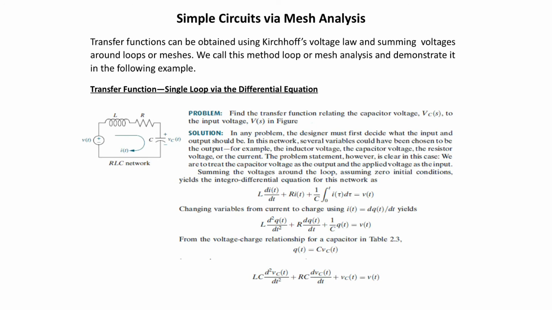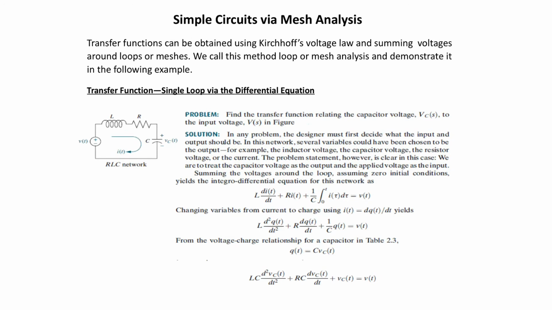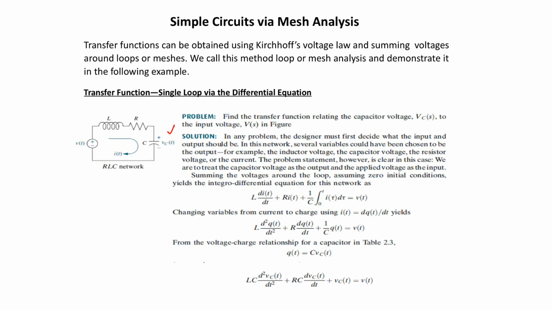Now let us consider the electrical network. To solve that network, the designer must know the output and the input in this case. So in this case the output is VC and the input is VS, and we have to find the transfer function, assuming zero initial conditions.